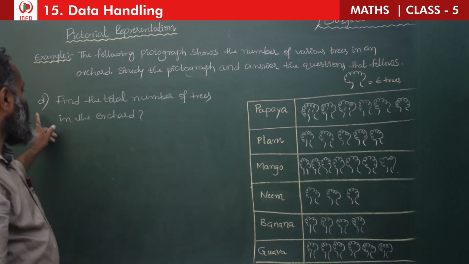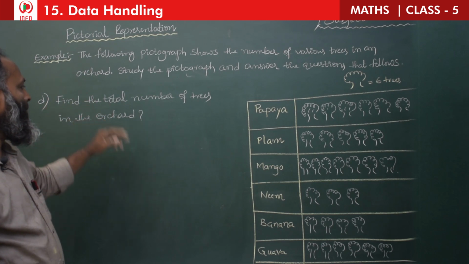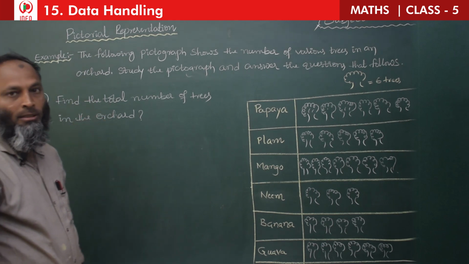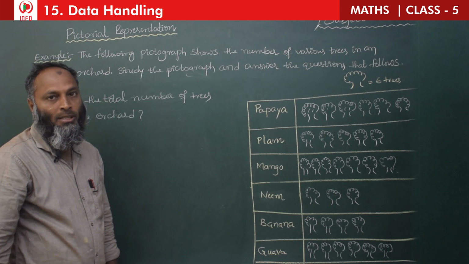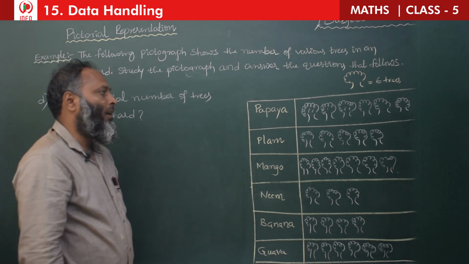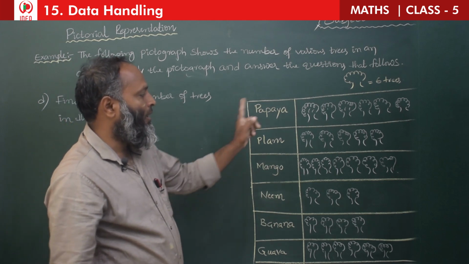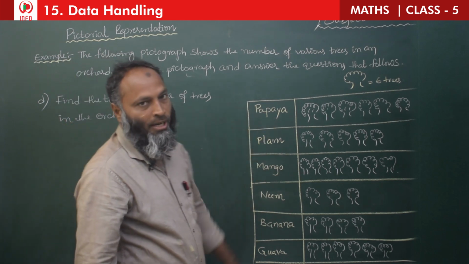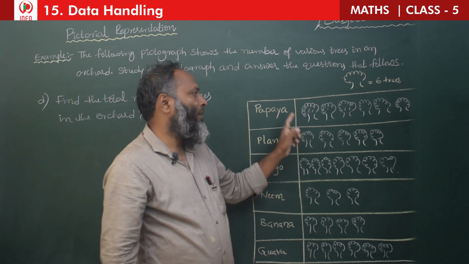Now the next, fourth question. Find the total number of trees in the orchard. How to calculate the total number of trees? First you should find the total number of trees in the pictograph. In the pictograph, how many trees were there in total?